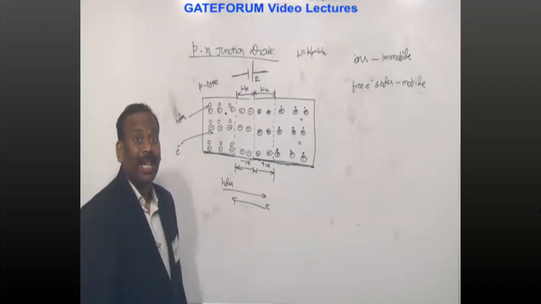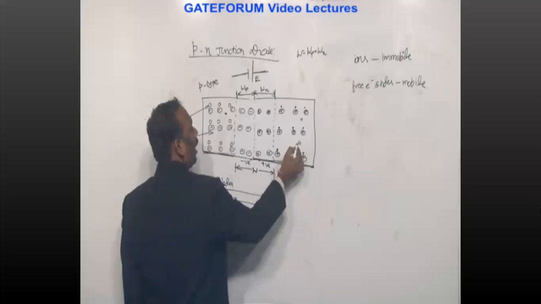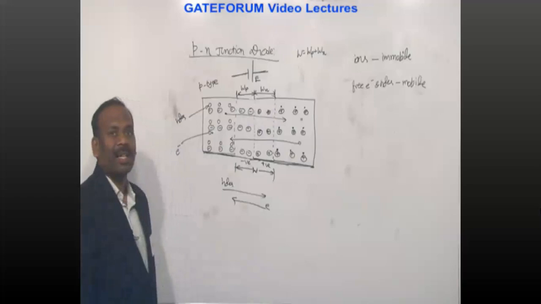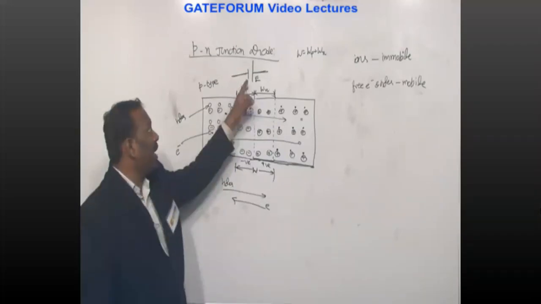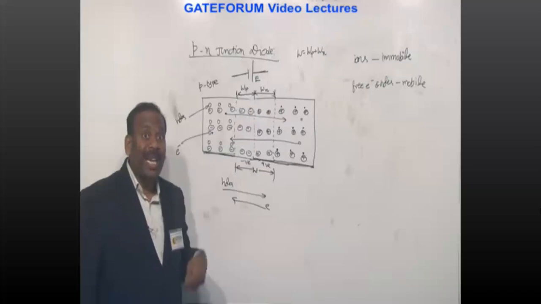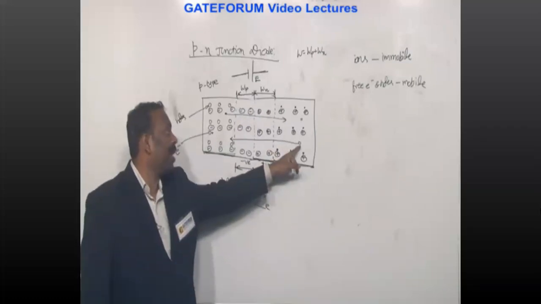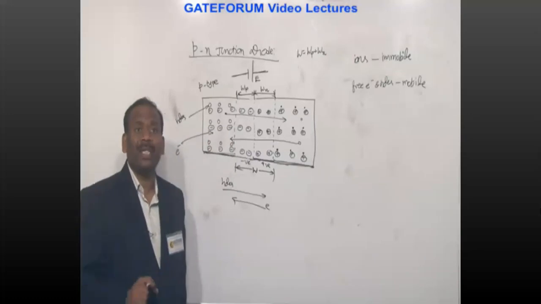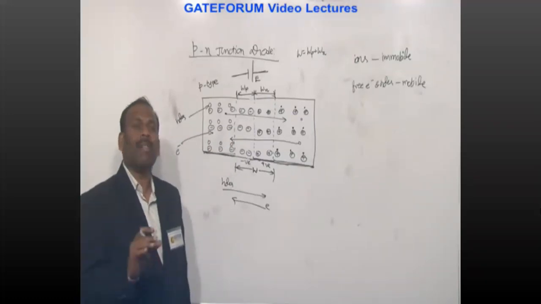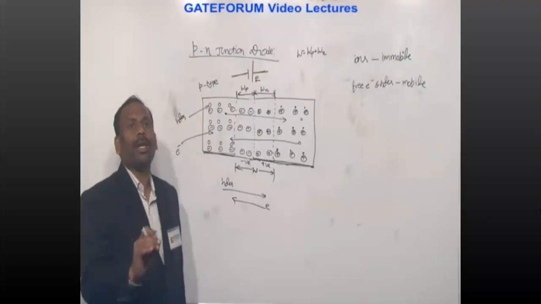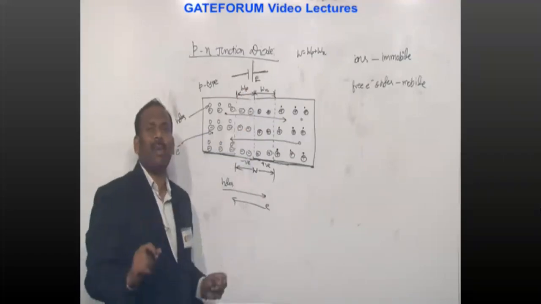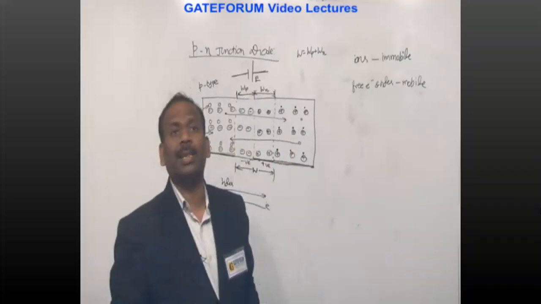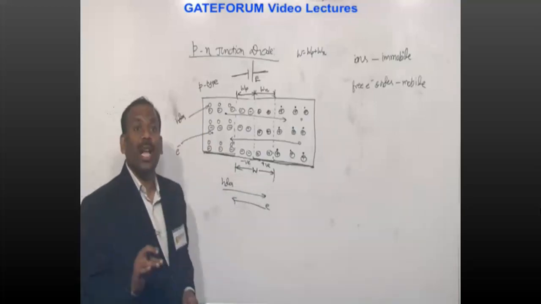What is this electric field doing? It will allow minority charge carriers. The internally developed electric field will allow the minority charge carriers. What are the minority charge carriers? Here it is holes, here it is electrons. Now, if minority carriers are allowed, will current exist or not? And it is very small. Previously the diffusion current was a small value. Now the drift current: an internal electric field is established, and because of that internally developed electric field, there is a movement of minority charge carriers. Therefore, current is going to exist.